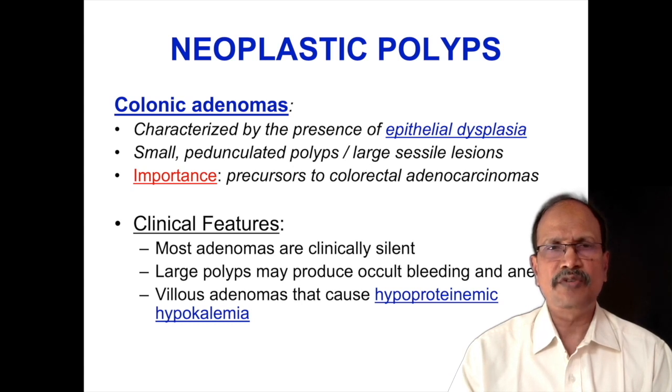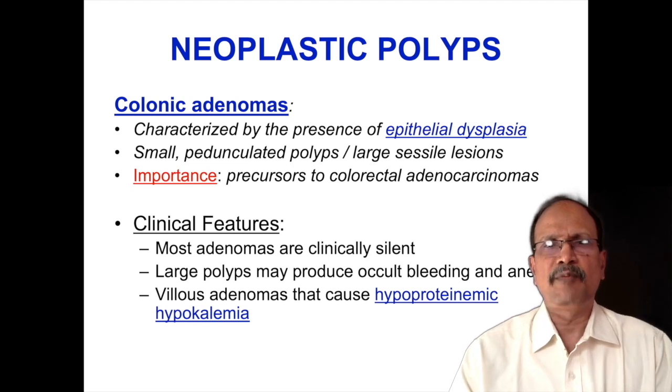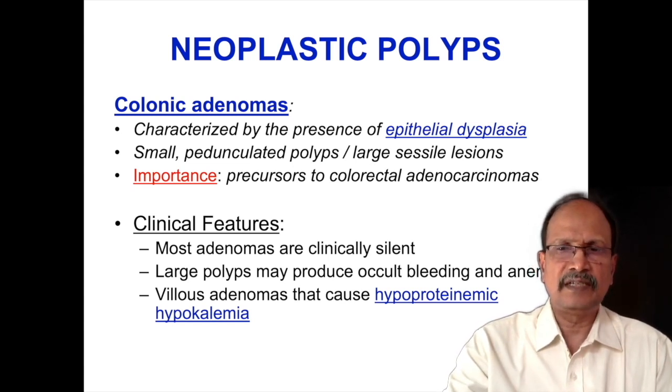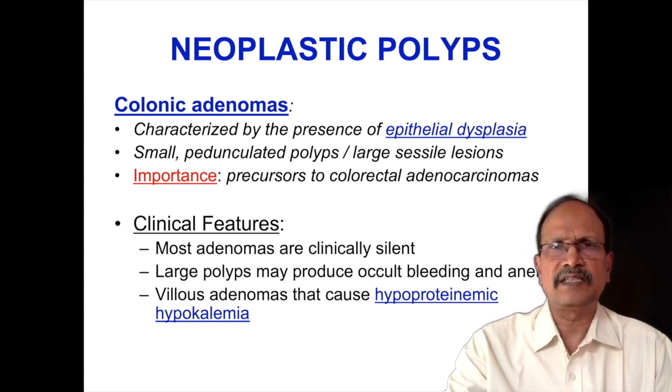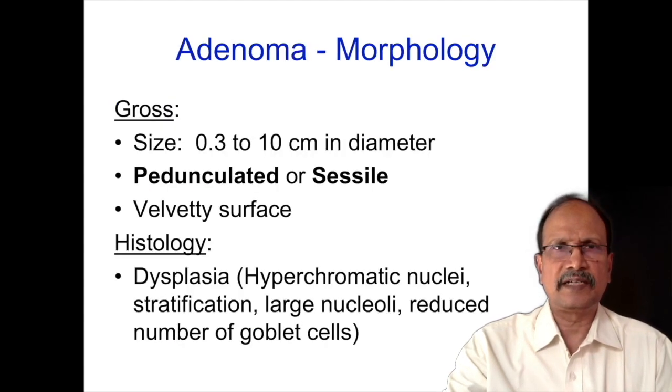Clinical features: most of the adenomas are clinically silent, and large polyps may produce occult bleeding or even anemia, or there may sometimes be fresh bleeding in the lower GIT. Villous adenomas may produce lots of mucus, and because of this loss of mucus, the patient may land in hypoproteinemia and hypokalemia. Hypoproteinemia presents mainly as edema, and hypokalemia mainly as extreme weakness, which will bring the patient to the clinic.